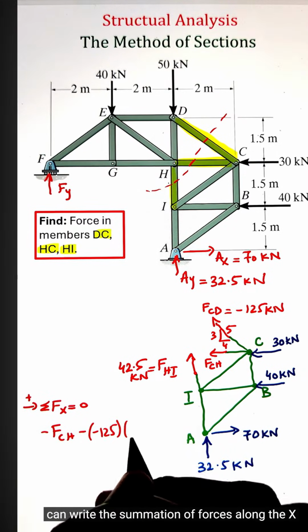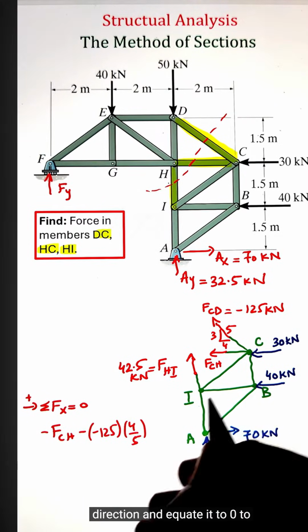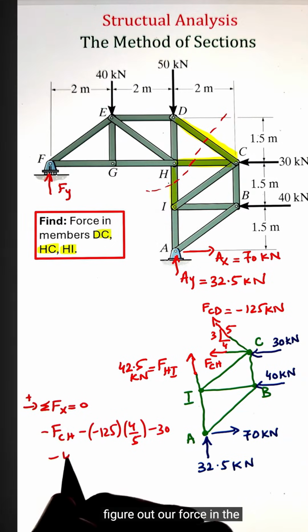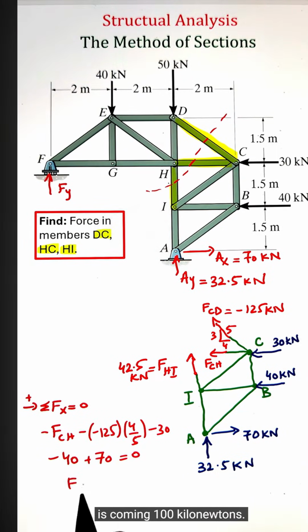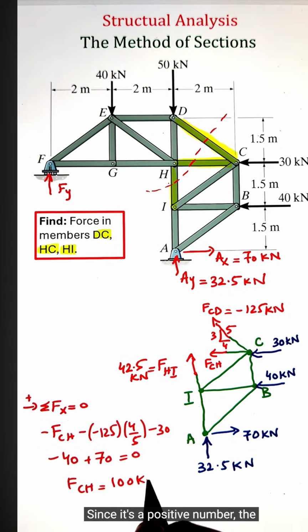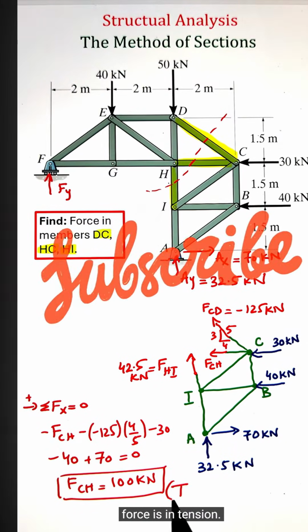Finally, we can write the summation of forces along the x direction and equate it equals to 0 to figure out our forces in the member CH that is coming 100 kilonewtons. Since it's a positive number, the force is in tension.